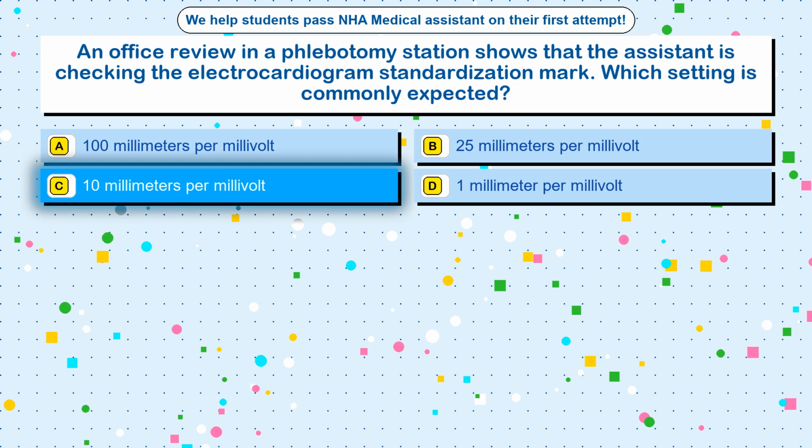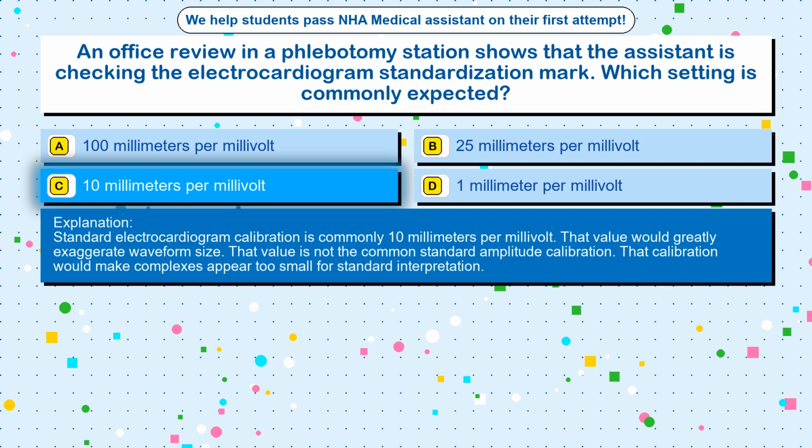The correct answer is option C, 10 mm per millivolt. Standard electrocardiogram calibration is commonly 10 mm per millivolt. That value would greatly exaggerate waveform size. That value is not the common standard amplitude calibration. That calibration would make complexes appear too small for standard interpretation.